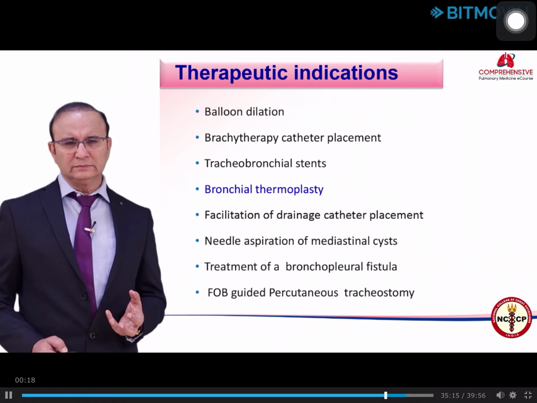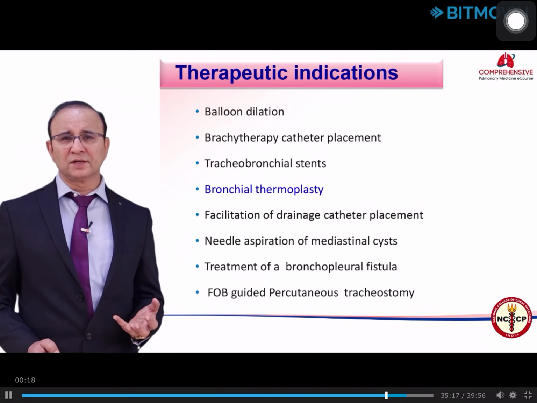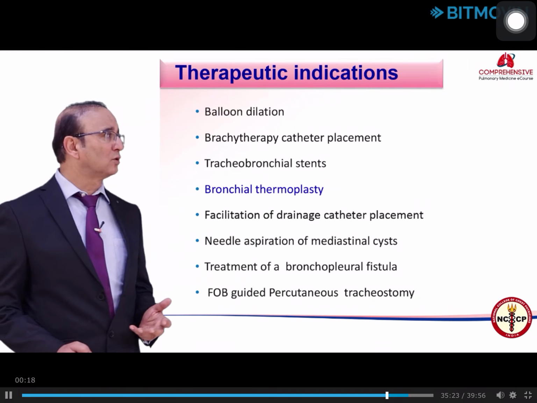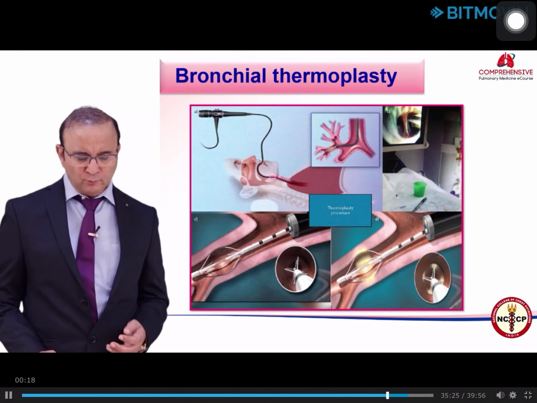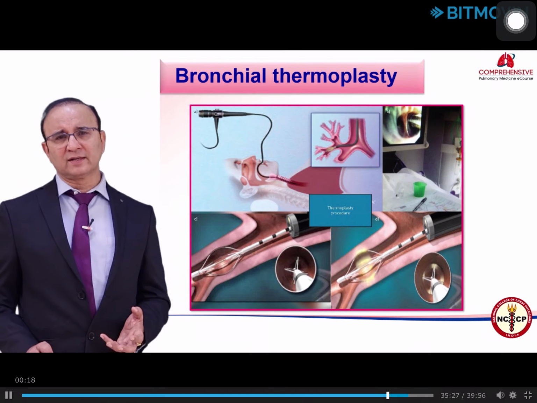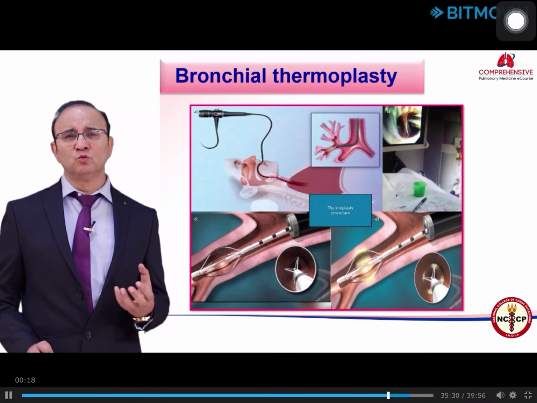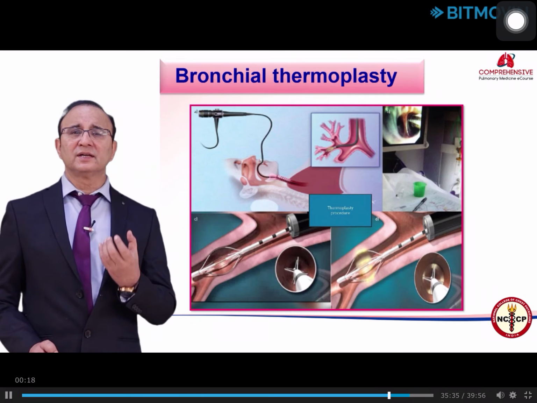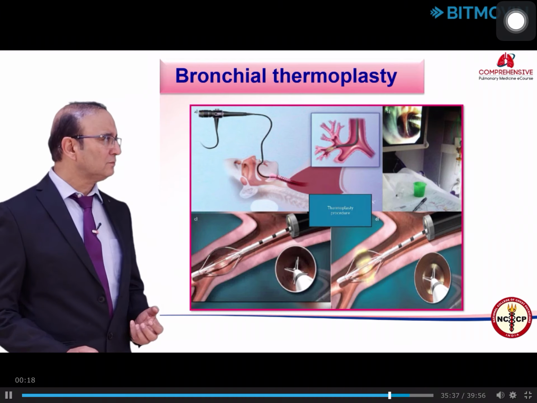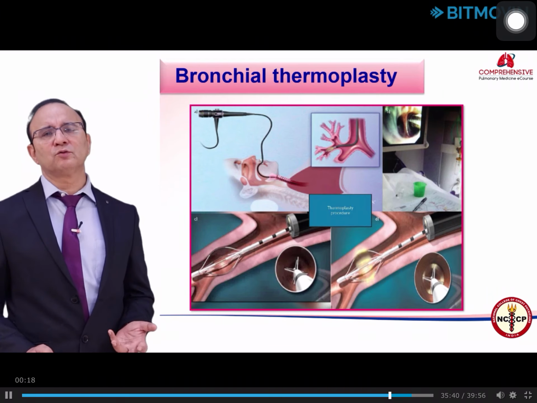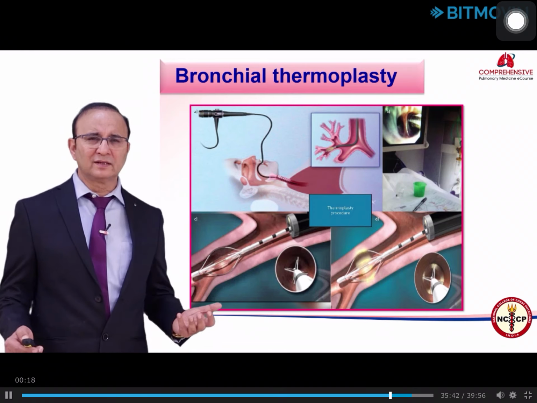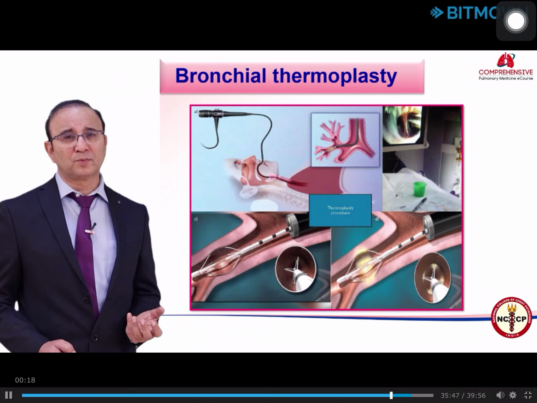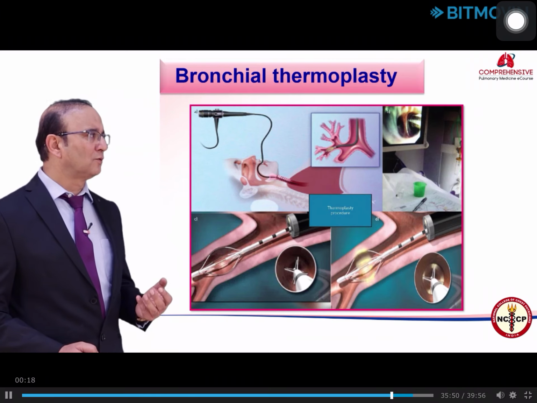One of the very good modalities which is emerging, and I think if it is successful many of us would be doing, is called bronchial thermoplasty. We know that the problem in an asthmatic is bronchoconstriction by the smooth muscle, an increase in the size of smooth muscle, and because of various mechanisms there is an obstruction. Now, patients who are refractory to medical management, you've tried everything, and the patient is still suffering. In these patients, you could use thermoplasty to weaken the smooth muscles of the airway.